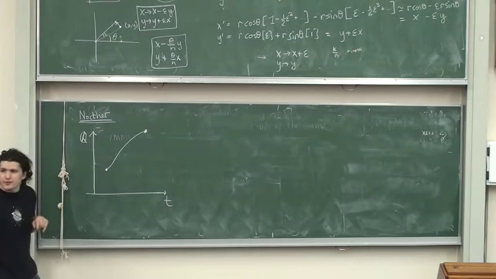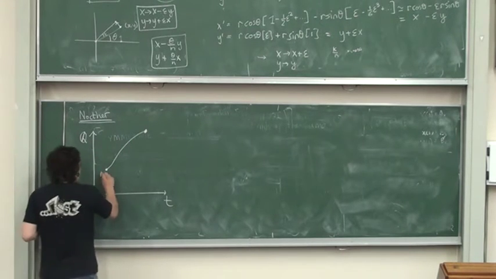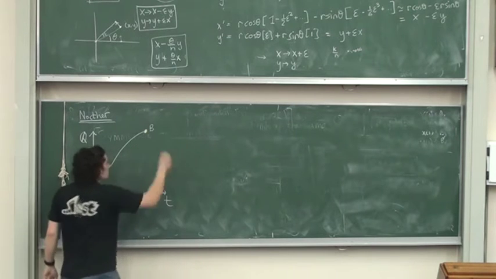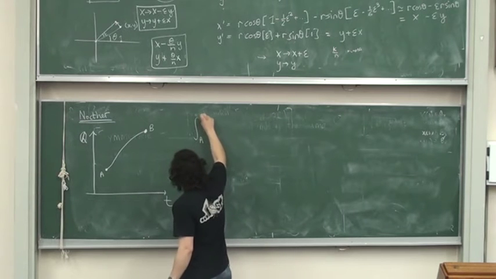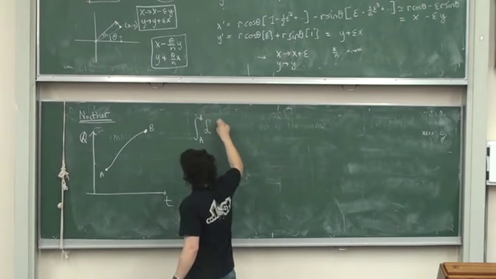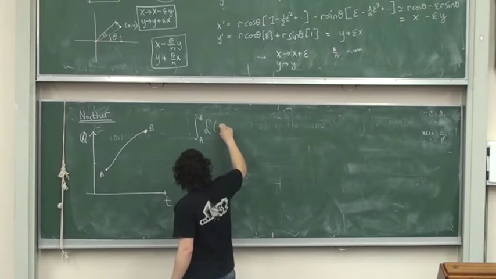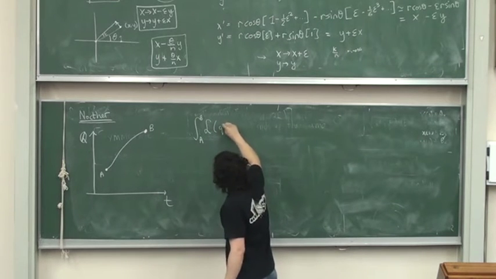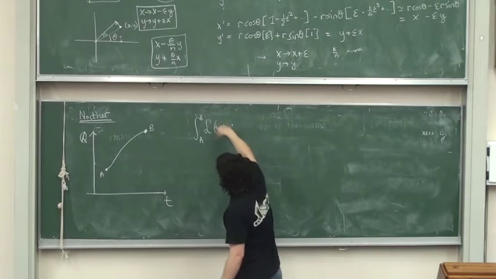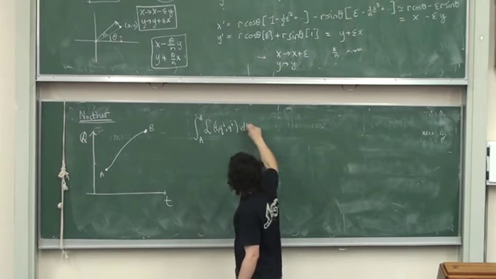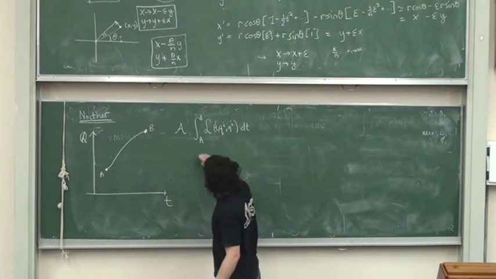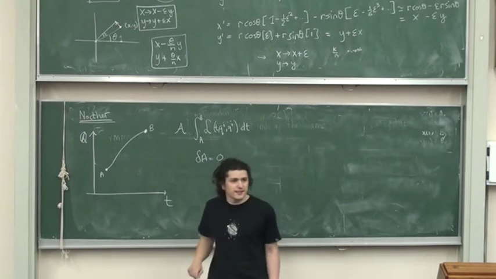And we know something about this path. If the path starts at A and ends at B, we know that the integral from A to B of the Lagrangian over that path, L of q_i, q_i dot, where these q's are parameterizing this path, dt. We know this is the action, and we know that any variation in that action is 0 in that particular case.